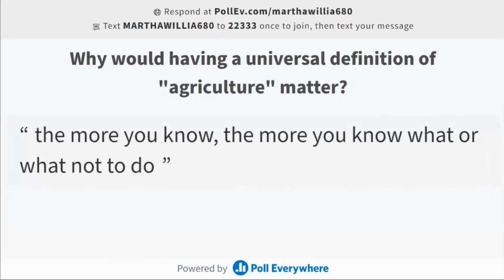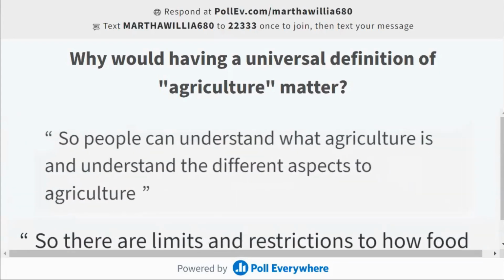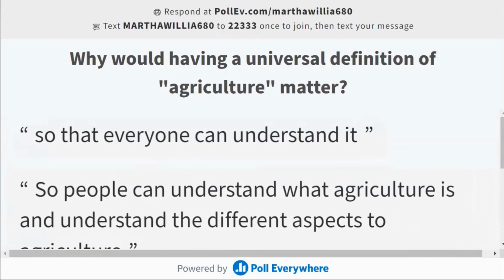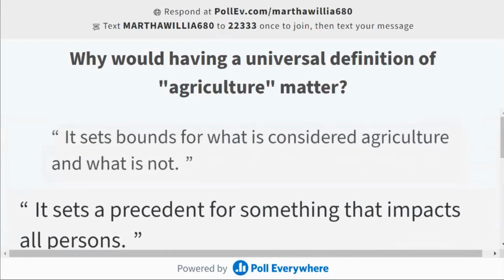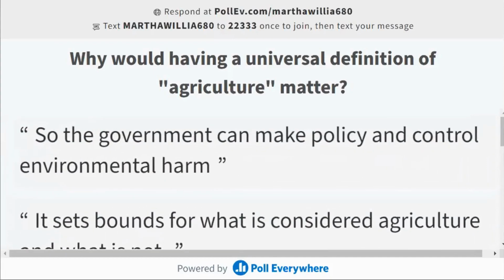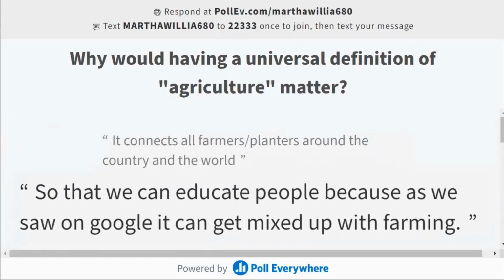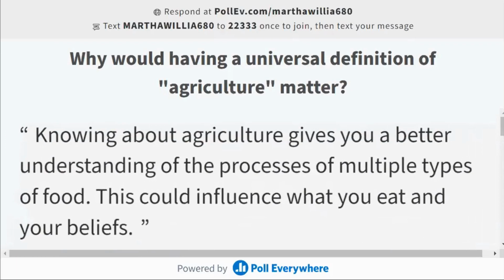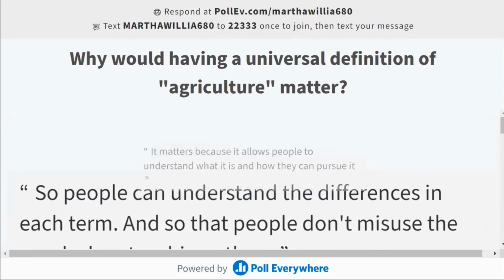Ooh, that's a good one, thinking about it in terms of education. What to do and what not to do. Limits and restrictions, so you're thinking regulations. That's a good one. Understanding, some more education. Setting a precedent. Ooh, so the government can make policy and control environmental harm. I like that one a lot too. These are all really good. Next, all farmers. Connection, that's a really beautiful one as well.